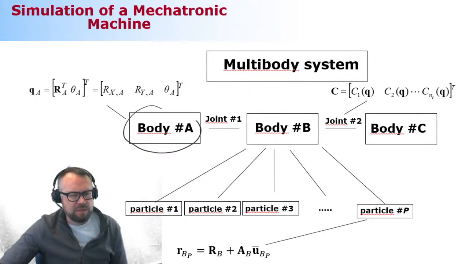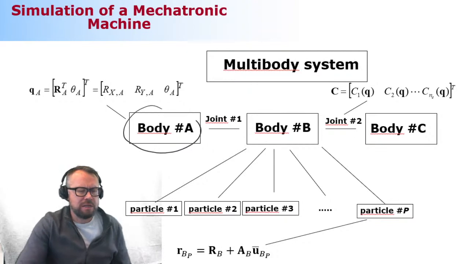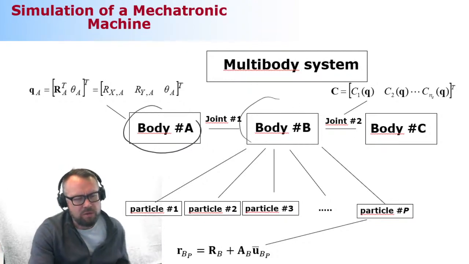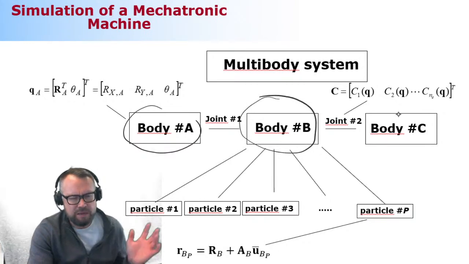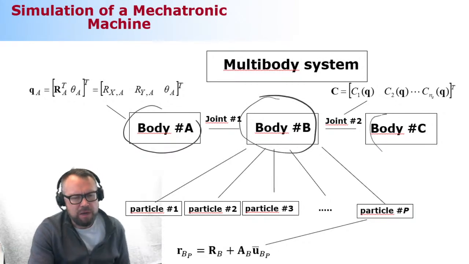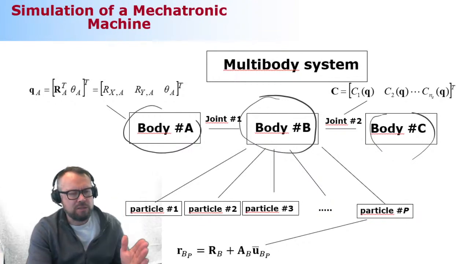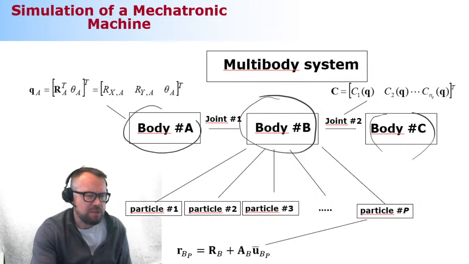Anyway, so I was about to explain the multibody. A multibody system is a system that consists of multiple bodies. Here's an example of a multibody schematic representation. That was the word I was looking for previously, not topological, but schematic representation. So there's a body A, B, and C, so three bodies. And each of these bodies is described by generalized coordinates.